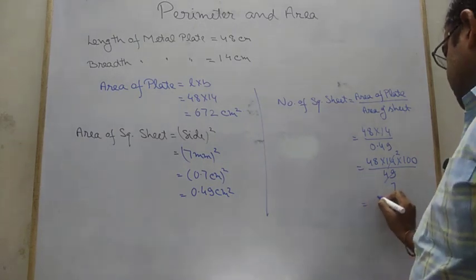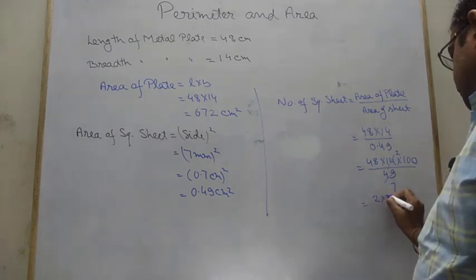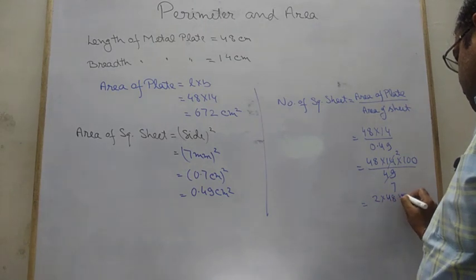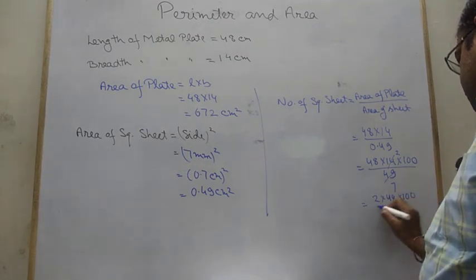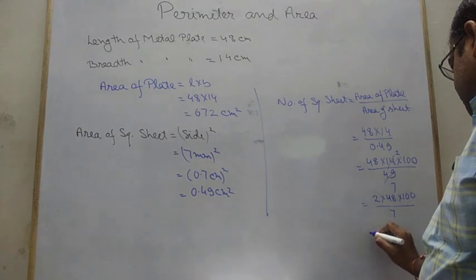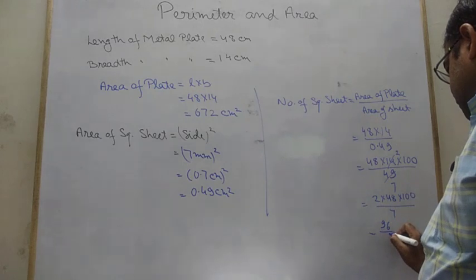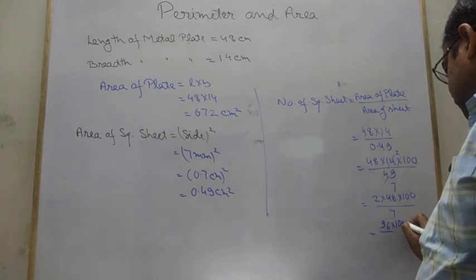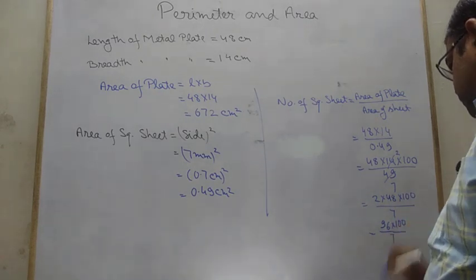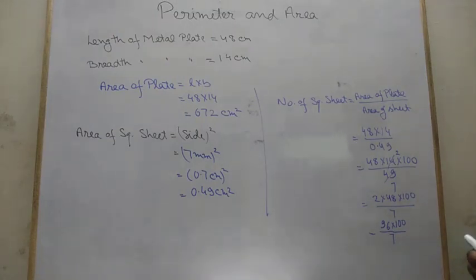So it's near about 2 into 48 into 100 by 7. 8 2's are 16, 2 4's are 8, 1 9, 96 into 100 upon 7. So it looks like some mistake is there. So let's check.